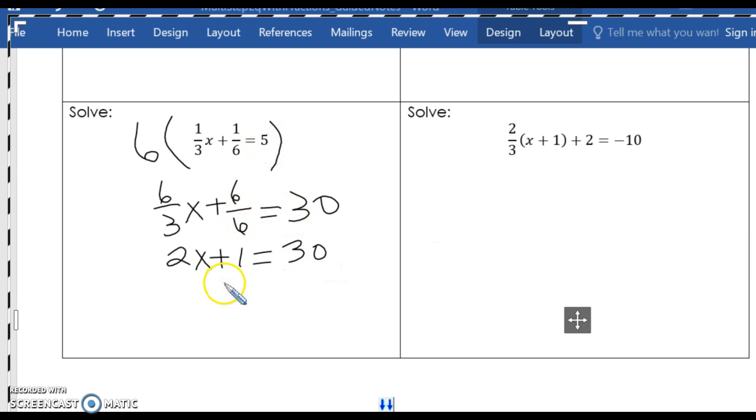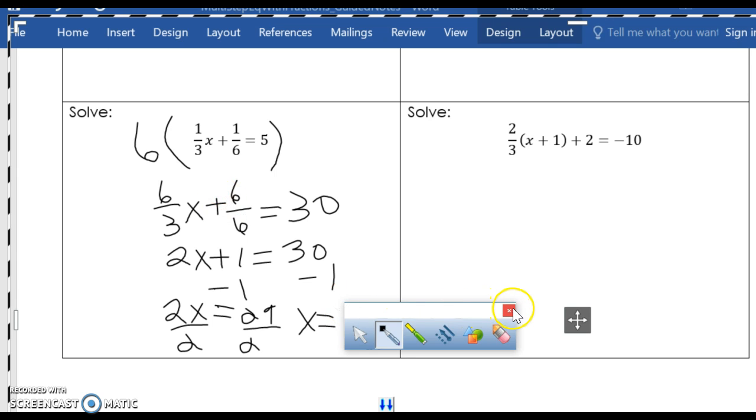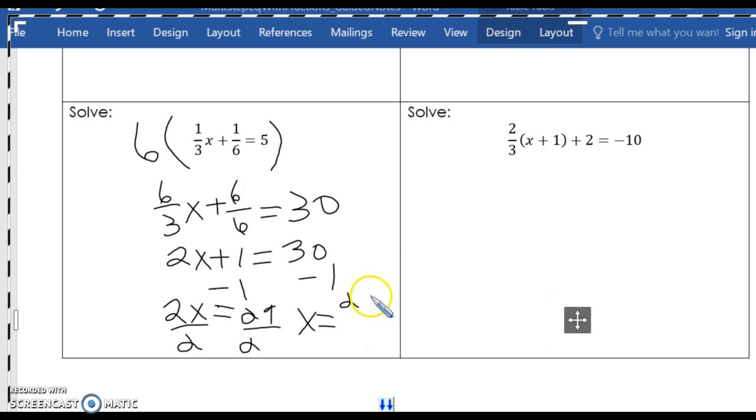And then we solve like normal. Subtracting 1 from both sides. And then dividing both sides by 2. We get x equals 29/2.